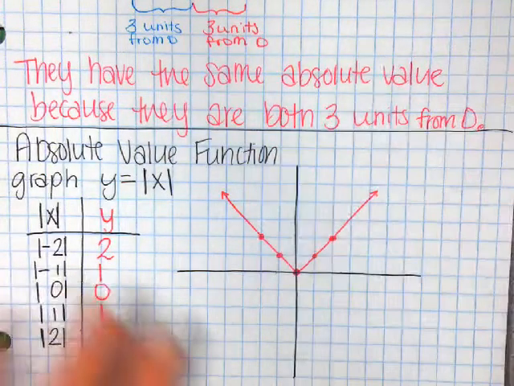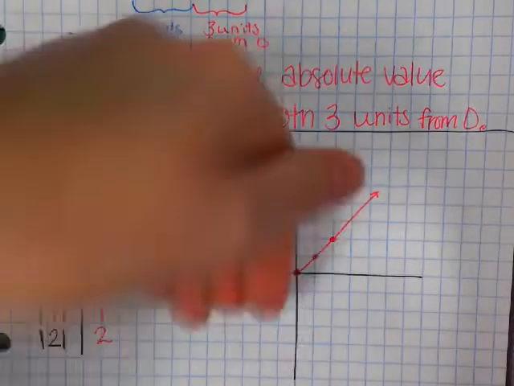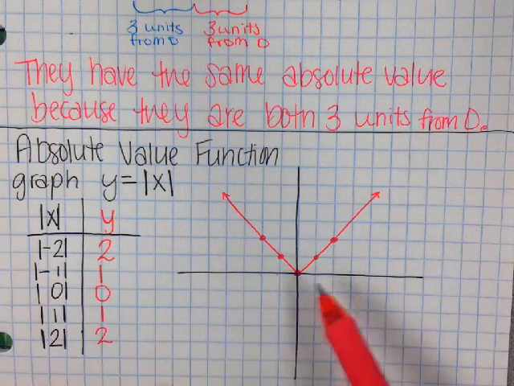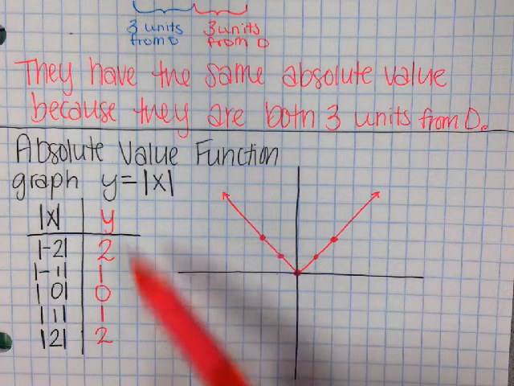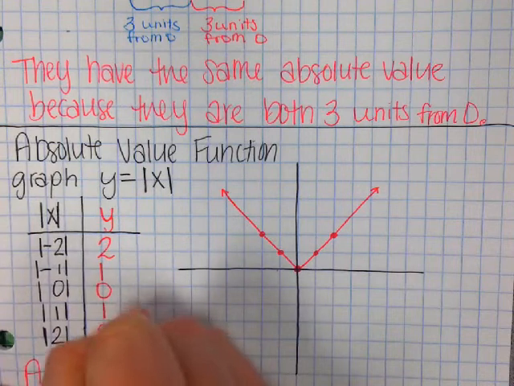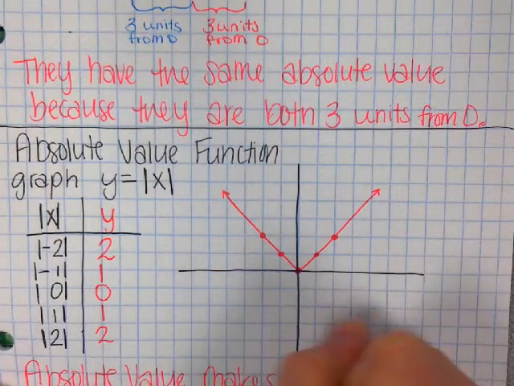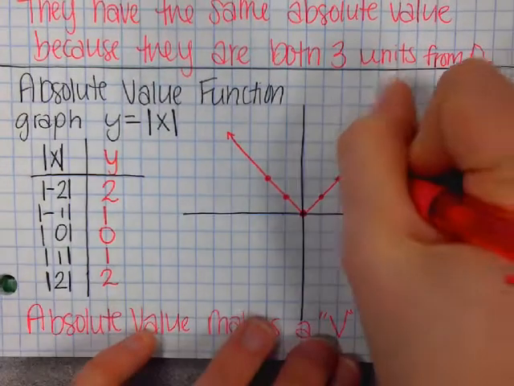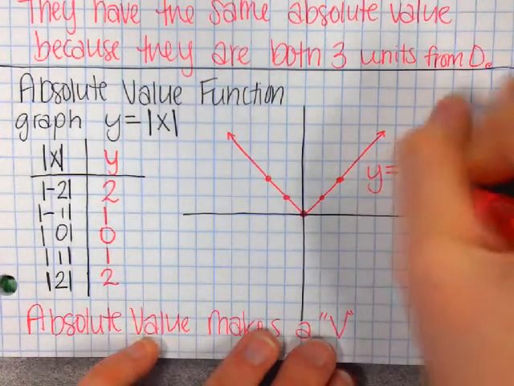So it looks kind of like what we've been doing. The only thing is, instead of it just being a straight line this way, it takes this half and moves it up. Because you can't have the absolute value of a negative number, the -1 has to be a +1. The -2 has to be a +2. So that's why it makes that V. So I would write somewhere: absolute value makes a V. Okay, and this is just a graph of y equals the absolute value of x.